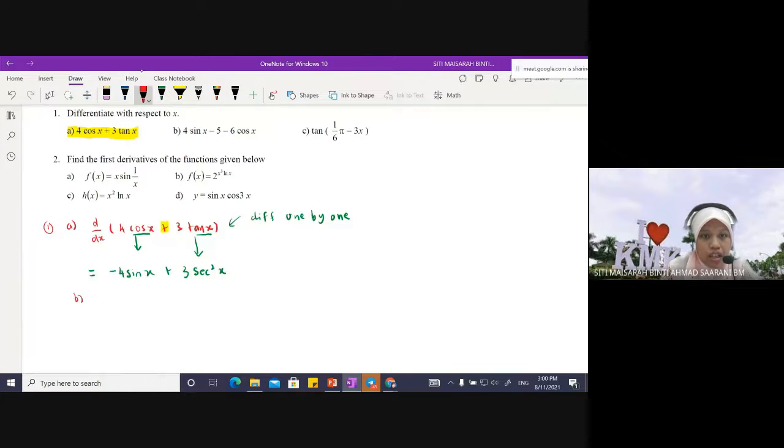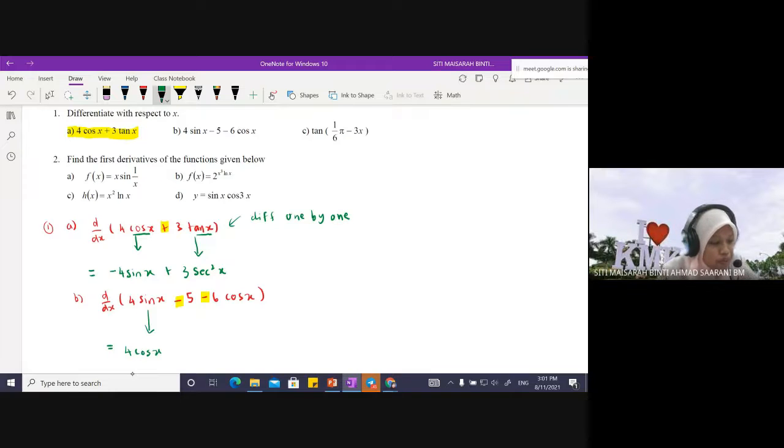B, differentiate with respect to x for 4 sin x minus 5 minus 6 cos x. Okay, ini pun boleh apply sum rule. Kita ada tolak tapi kita ada 3 term. So the first one we differentiate for 4 sin x. What you get for differentiate for sin x? 4 cos x.